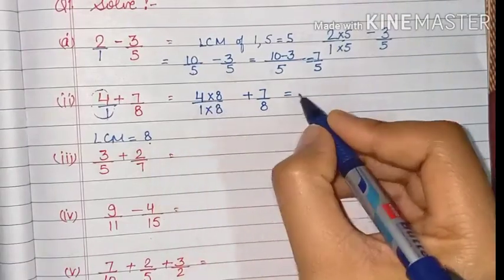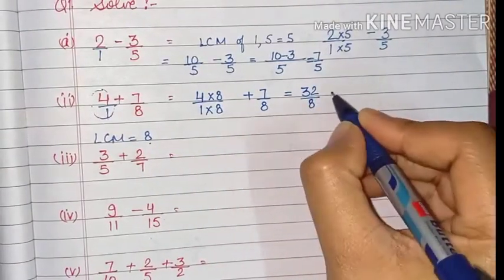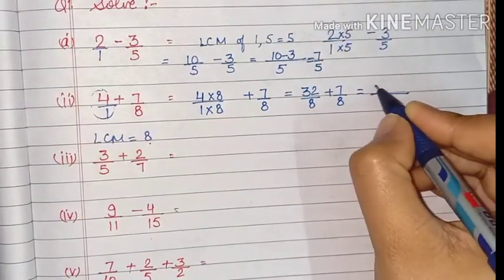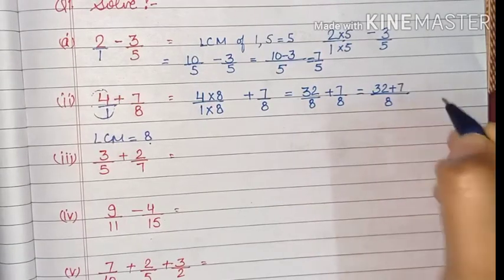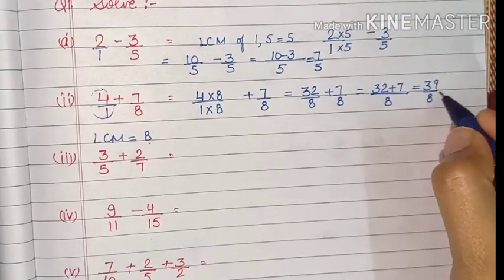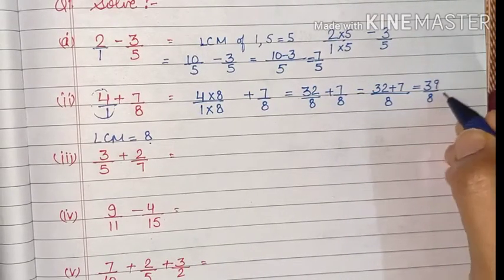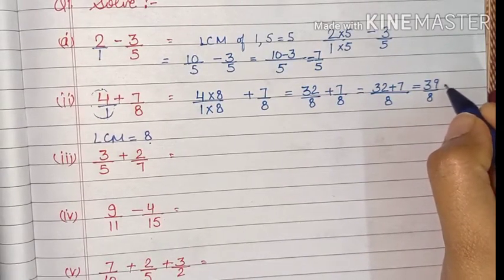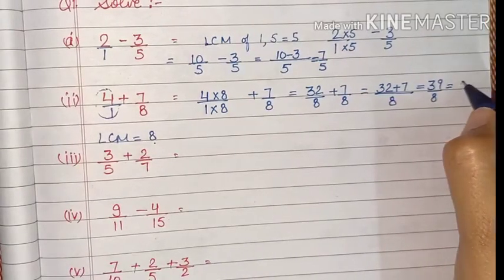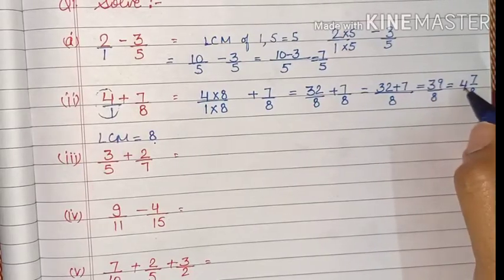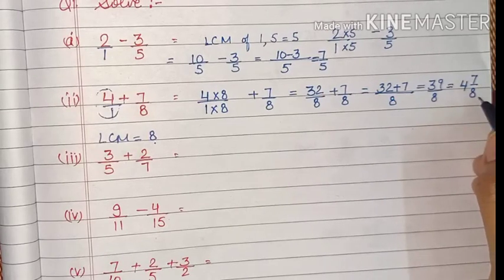Now it comes 4 8s are 32 upon 8 plus 7 upon 8. Now we will write the common denominator, that is 8, and we will add the numerators 32 plus 7. It is 39 upon 8. So it is an improper fraction because here the numerator is greater than the denominator. Therefore we can write it as a mixed fraction. So its mixed fraction will be 4 and 7 upon 8. Okay, 8 4s are 32 plus 7, 39 upon 8. So we can write it as the mixed fraction, it will be 4 and 7 by 8.